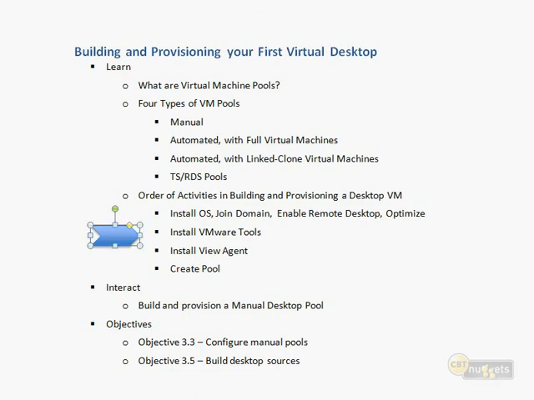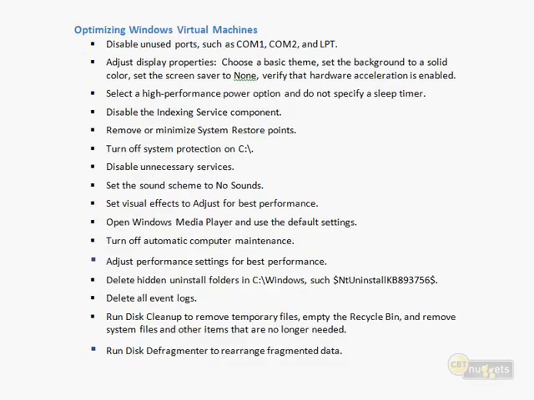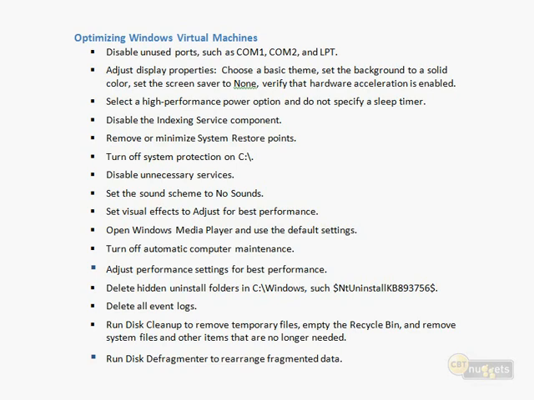Now, I want to just spend a minute here talking about some of those optimizations with Windows virtual machines. I'm not going to go through this whole list. I just want you to be aware that this list actually exists. And in VMware's View Administration Guide, you will find this list, more or less, in some sort of format. As I said before, these are designed to improve performance, to reduce the number of things that are going on in a VM, and then to also reduce the storage that's being consumed.